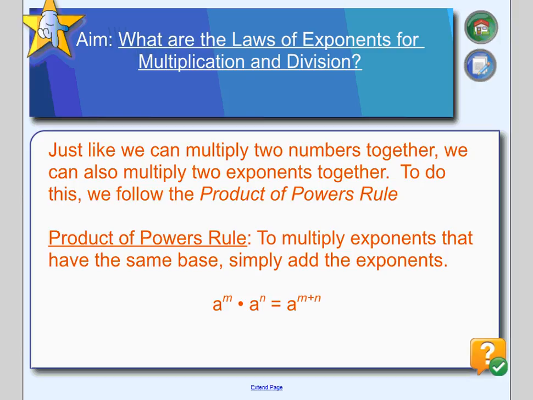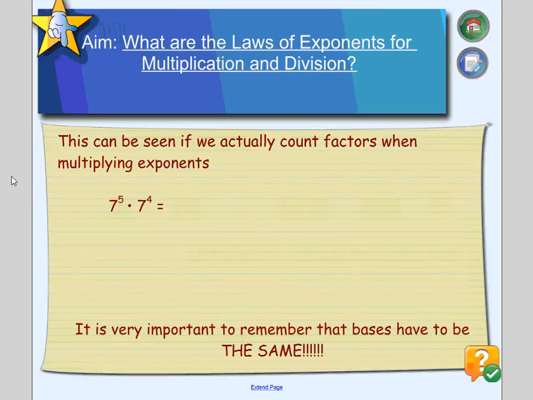The first one is the product of powers rule. This states that to multiply exponents that have the same base, you simply add the exponents. For example, here they have a to the m power times a to the n power, which means that all we need to do is add m plus n. So let's look at an example for this.